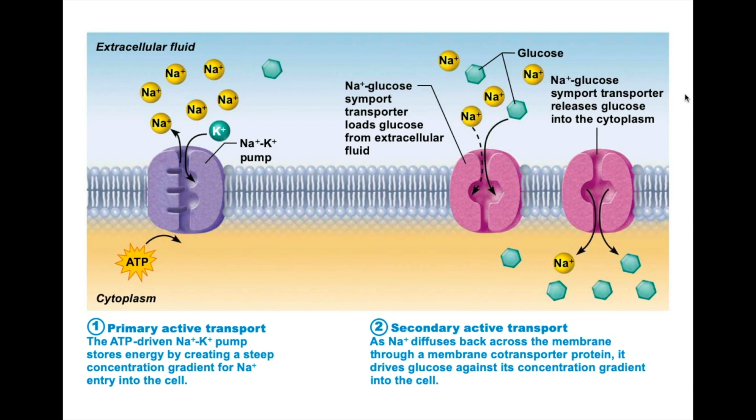So you have your primary active transport, the ATP-driven sodium potassium pump that's storing the energy created from the concentration gradient for sodium entry back into our cell. Okay. And then in the second picture there, you see those glucose molecules. They're piggybacking. As we're bringing sodium back in, the glucose is going to be symported along with it. As the sodium diffuses back across the membrane through a co-transporter protein, so it will transport multiple things at the same time, it drives the glucose against its concentration gradient into the cell. So again, still against its concentration gradient. It's just piggybacking off of the energy that was built up in our gradient that was created in primary active transport to drive the movement of molecules in secondary active transport.